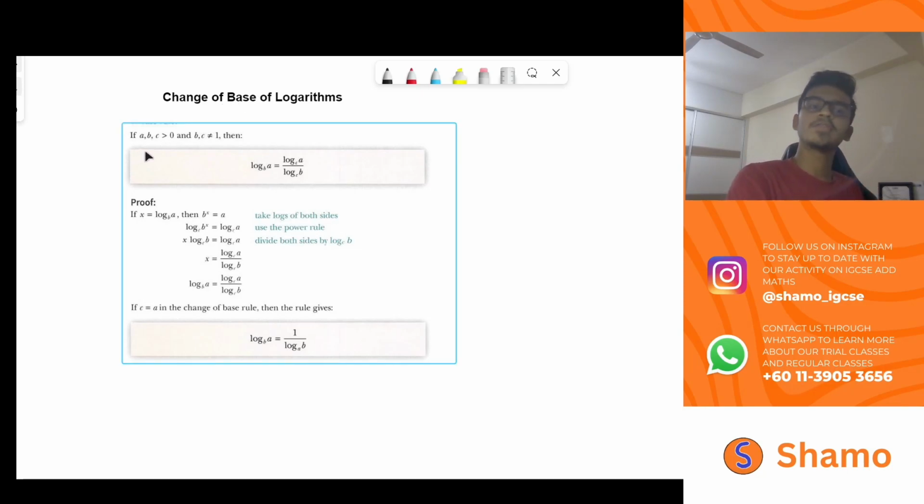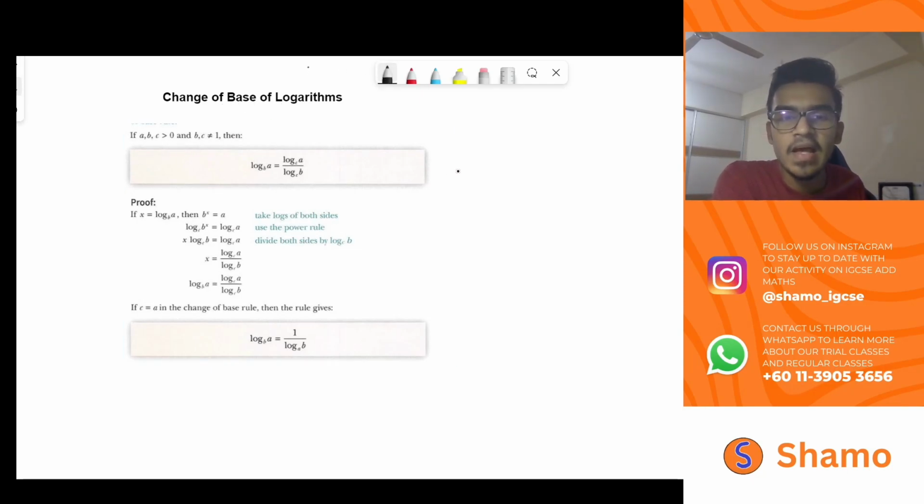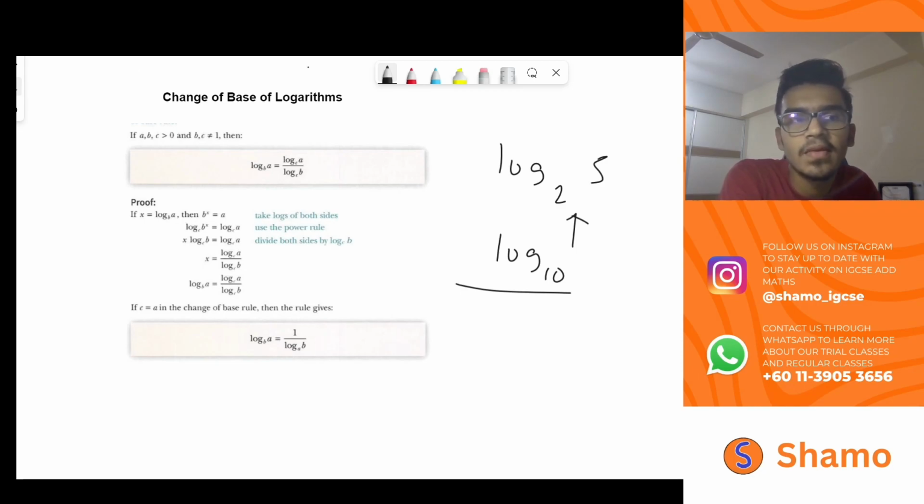Okay, now let's move on to this concept of change of base of logarithms. Suppose I want to find log base 2 of 5. Some calculators only have log base 10 as an option. So how can they solve log base 2 of 5 using log base 10? And that's not the only application. Yes, some people will be like, oh, not my fault, get a better calculator. No, that's not the only application of it.